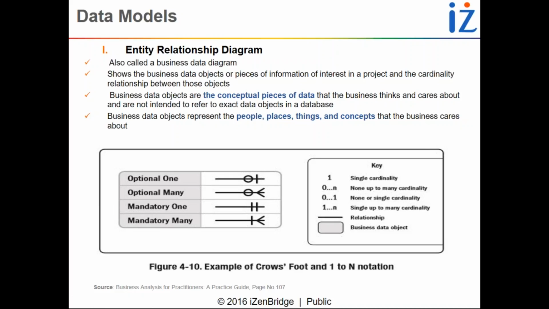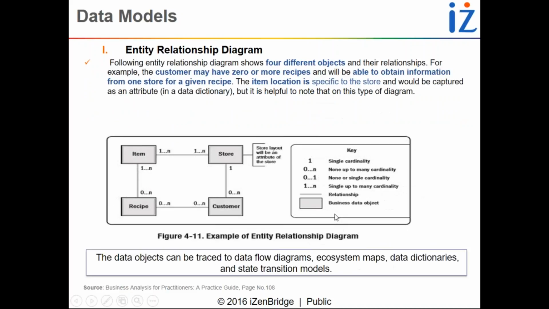So these are the association examples, and here you can see the different notations. Single cardinality, 0 to n means none up to many cardinality, or 0 to 1 means none or single cardinality, like that. So, entity relationship diagrams. Here is the example taken from the Business Analysis Practice Guide, where a customer may have 0 or more recipes. This is the customer entity.